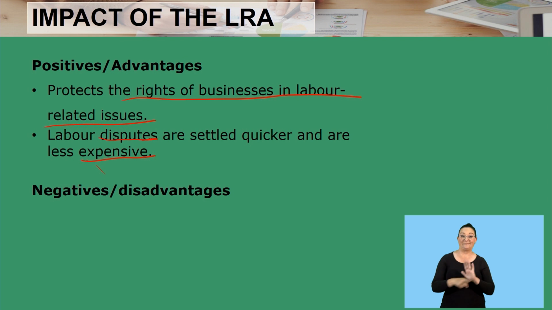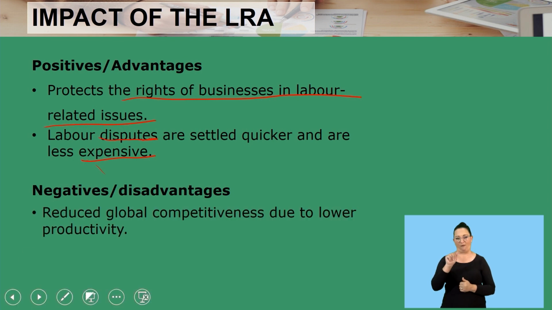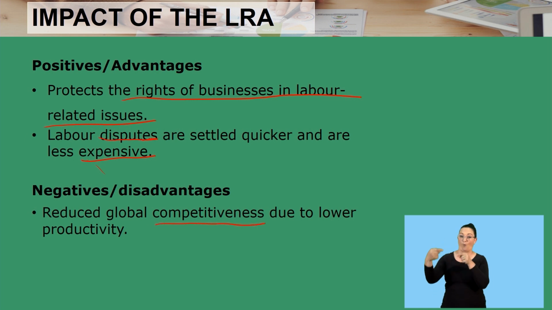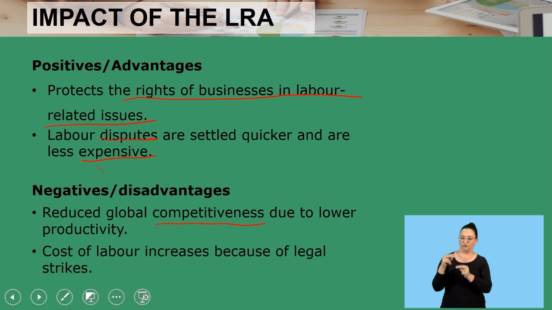Now, what are the negatives of this Labor Relations Act? Right, it reduced global competitiveness due to lower productivity. The second one, the cost of labor increases because of the legal strikes. Remember, we've got legal strikes and illegal strikes.